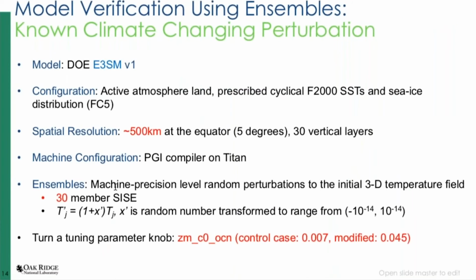So just to give an example, we did this test case where we have this control run, and we perturb this ZMC0 ocean parameter, which is in the Zhang-McFarlane parameterization scheme, and controls the conversion of cloud droplets into precipitation. We did these ensembles, perturbing the initial conditions for both the control case and the modified case, where we changed ZMC0 ocean from 0.007 to 0.045. This is done on the NE4 model resolution.